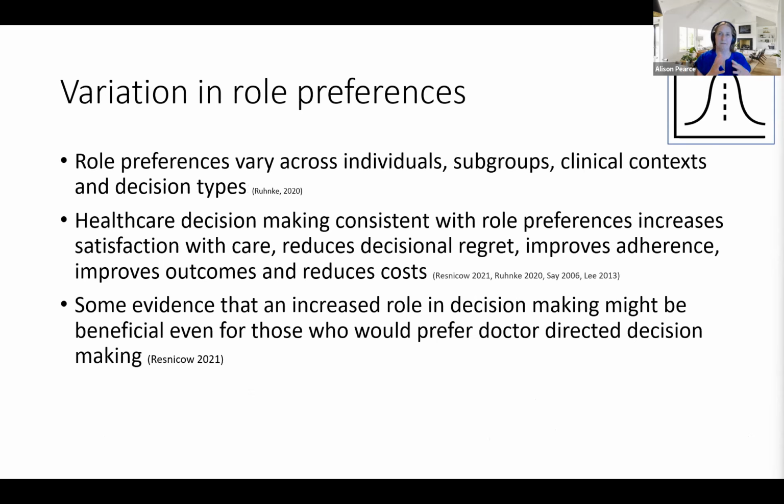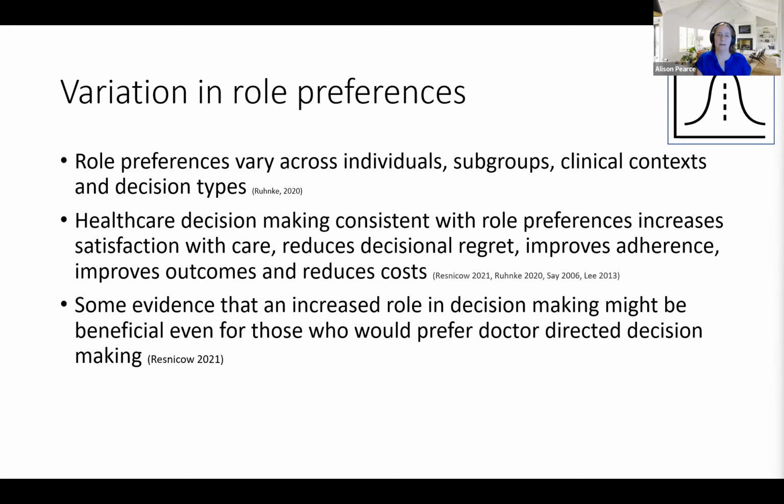And so when we think about role preferences being on this kind of continuum, the variation that I'm trying to present with my bell curve represents the variation of role preferences between individuals and subgroups. And I think we've seen some really nice examples. Older people tend to have a preference for clinicians to make the decision for them. Samra was just talking about different cultural groups who might have different preferences for how independent they are in their decision-making role.